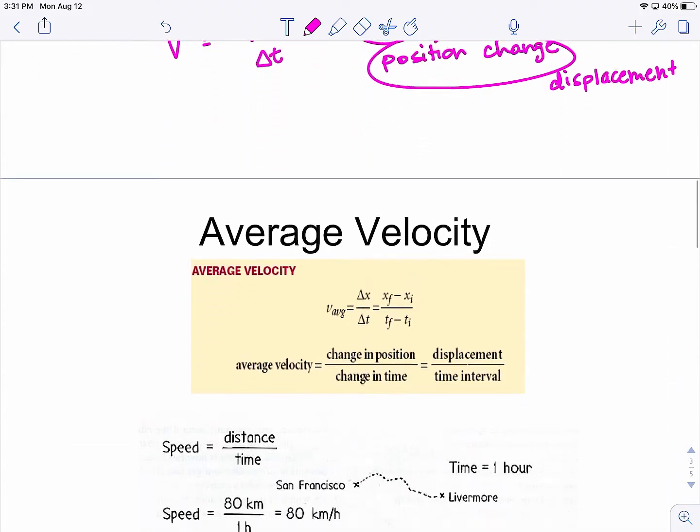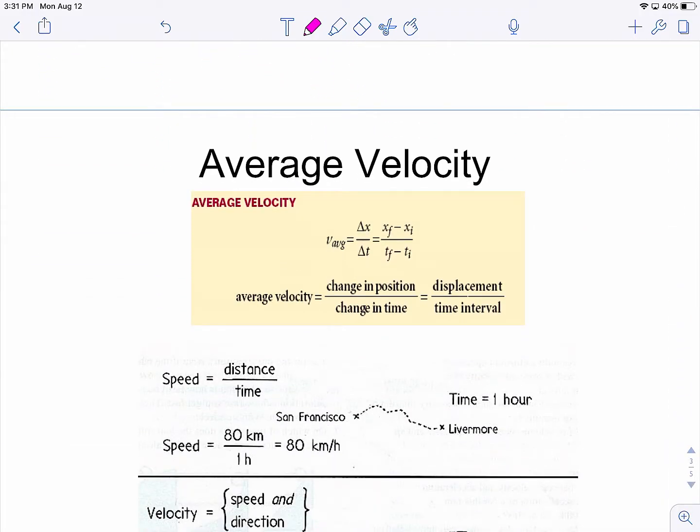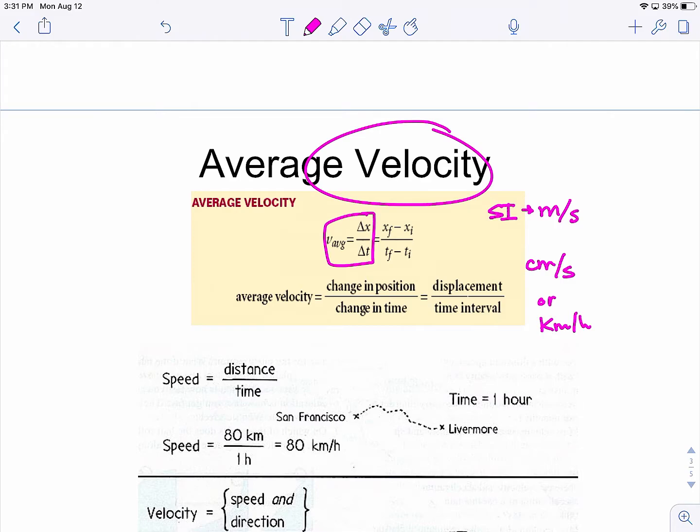Okay? And then there's the equation for average velocity, and this is actually how it's written on the yellow sheet. And again, the SI units would be meters per second, but you can also express this in centimeters per second or kilometers per hour. Now, another big thing here with average velocity, you're not going to only include the magnitude, but you have to remember to include the direction. So it gives us a little bit more information than just how fast. It tells us direction as well.